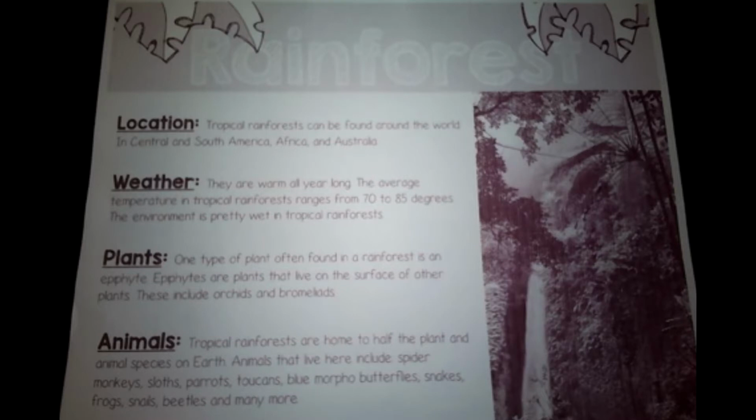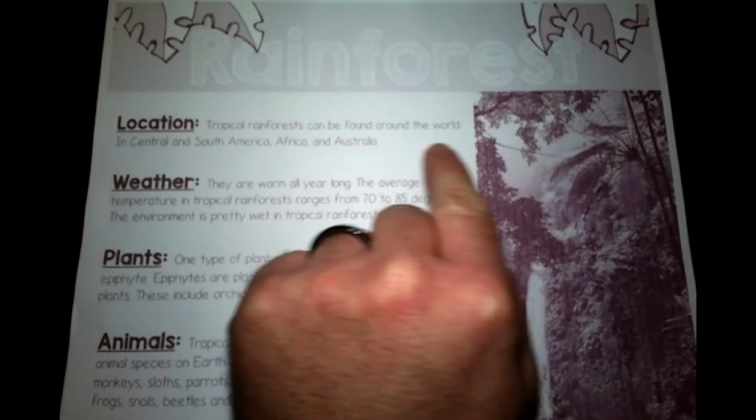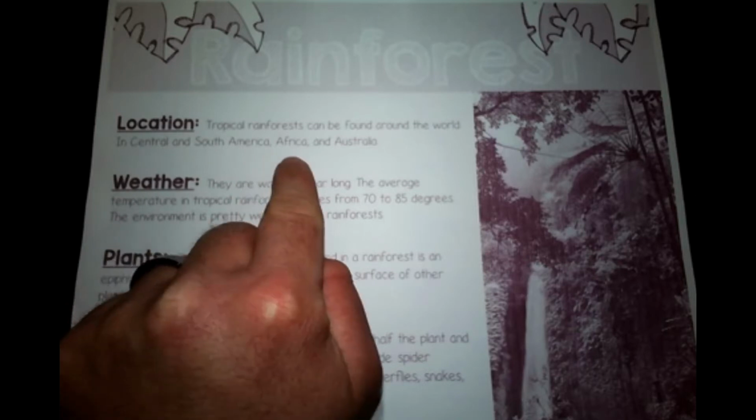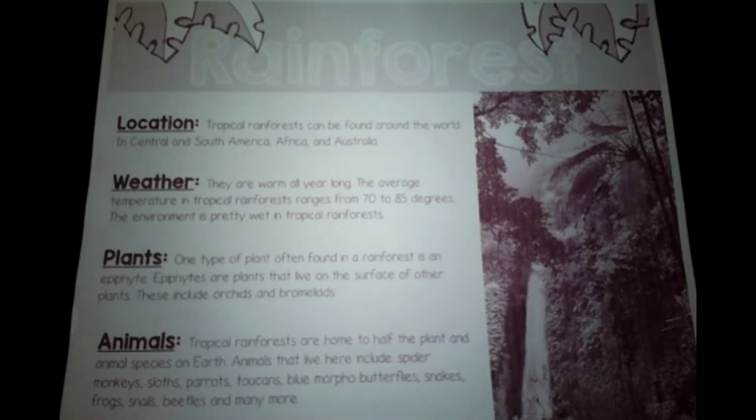All right, so the rainforest, let's start with the location. The rainforests can be found around the world. They are in Central and South America, Africa, and Australia. Okay? So those are places that we can find rainforests.